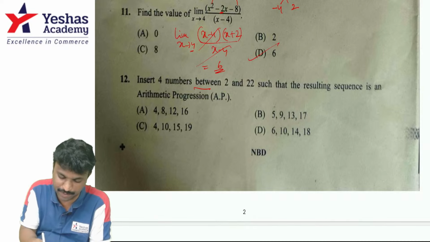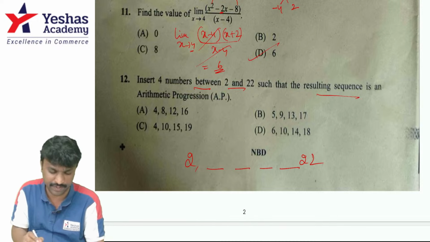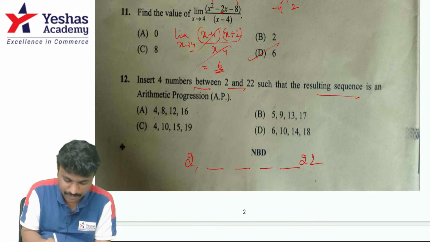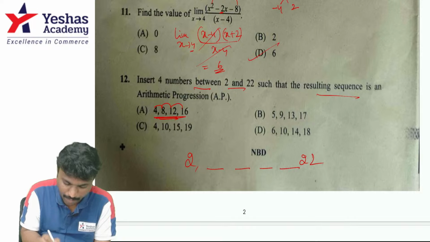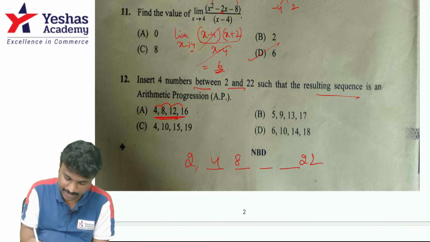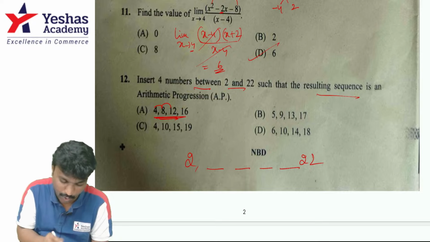Insert four numbers between 2 and 22. Between 2 and 22, we have to insert how many numbers? Four numbers, so that the resulting sequence is in AP. So guys, you have to just test the options. See, are these four terms in AP first of all? They are in AP, but the common difference is how much? 4. But if I plug in 4, 8, 12, 16, here you see the difference is 2, it's not 4. So the complete sequence should become an AP, so it's not option A.